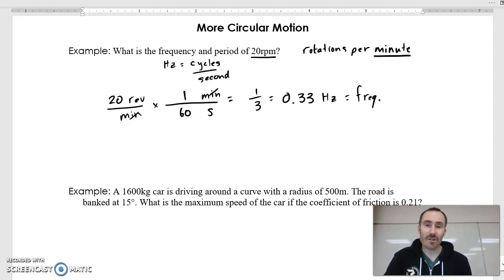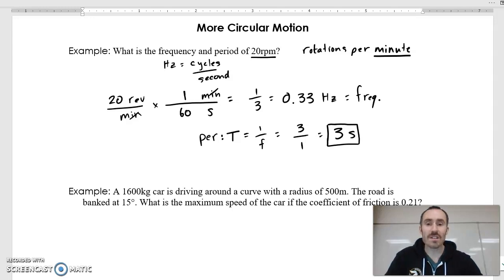And then we want to figure out what's the period. So this is easiest to do using this fraction over here, right? Because the period, which is actually denoted with a T, is equal to 1 over the frequency. And so that gives us 3 over 1, which is equal to 3 seconds. And that is our period.